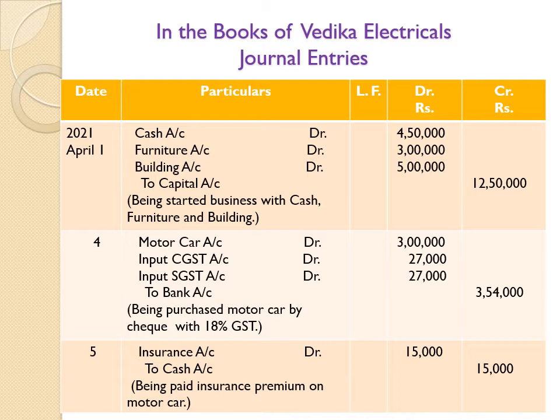Started business with cash, furniture and building. This is the first entry. That is, business started by Vedika Electricals on 1st April 2021 by bringing cash, furniture and building into business. By considering these things, we prepared an entry, that is cash account debit, furniture account debit, building account debit to capital account. Second transaction happened on 4th April 2021.